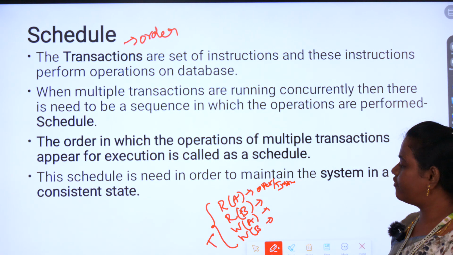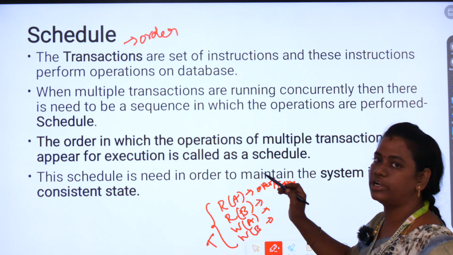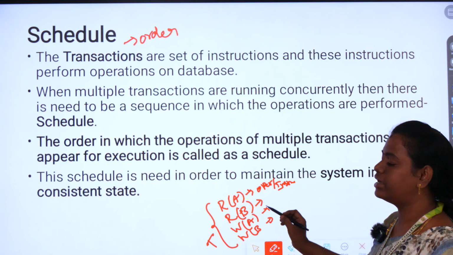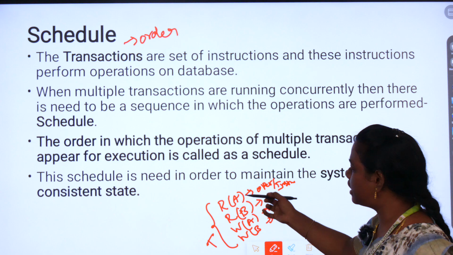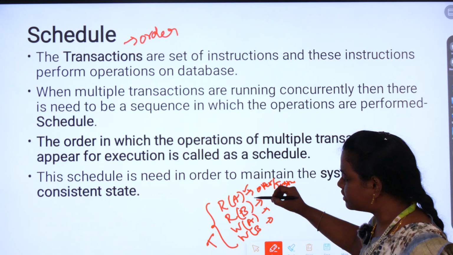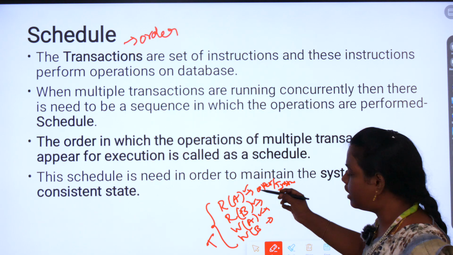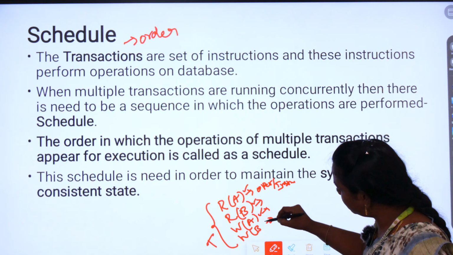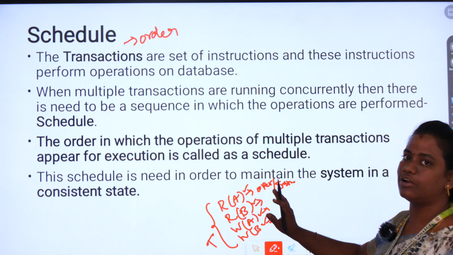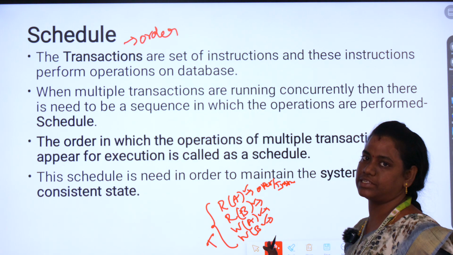Here, if a single transaction is executed in the system, then there is no problem, no need to schedule the process, because after completing the first operation, the second operation will execute, after completing the second, the third will execute, and then after completing the third operation, the fourth will be executed. This is if we are dealing with only one transaction.